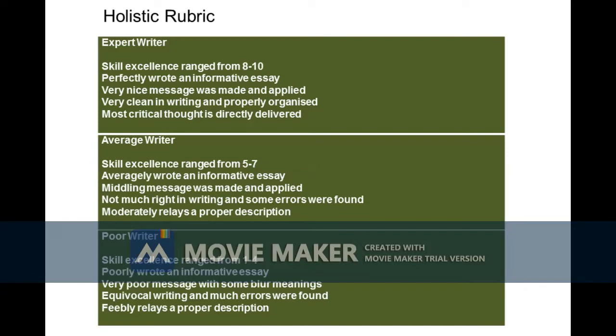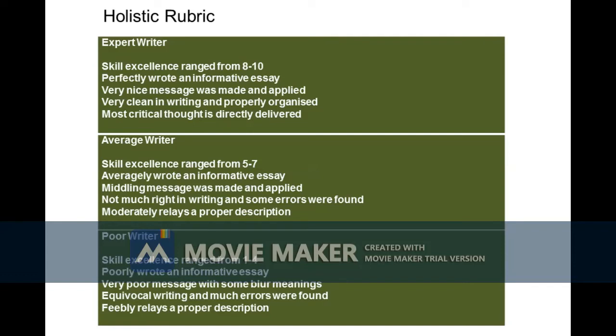So it explains that the expert writer has a skill excellence range from 8 to 10 in score. They perfectly wrote an informative essay. A very nice message was made and applied. Very clean in writing and properly organized. And lastly, the most critical thought is directly delivered. That's for the expert writer.